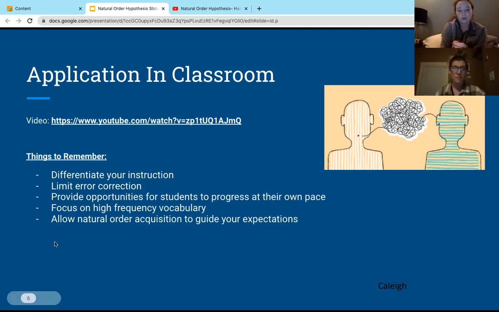And then you also want to allow natural order acquisition to guide your expectations. So you just need to be aware that the students will be working at their own pace and they'll be acquiring the language at their own pace, so not every student is going to be able to understand and speak the language at the same level, and you just need to be patient with them and not have such high expectations for each student and change your expectations based on which student you're working with.